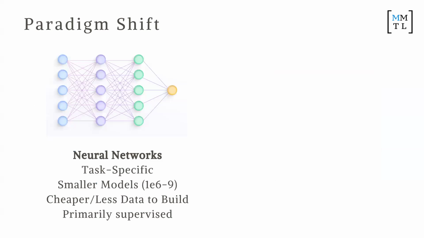All right, so let's switch gears a little bit and start talking about what is happening presently. We've had a bit of a paradigm shift, like I talked about, from neural networks to foundation models. Let's talk through neural networks first. Neural networks would be about 5 to 10 years ago. They are task specific. They're usually smaller models, on the order of 1 million to 1 billion parameters. They are cheaper, need less data to build, and are primarily supervised learning, which is where you give it a certain question and then you give it the answer, and it learns from that.